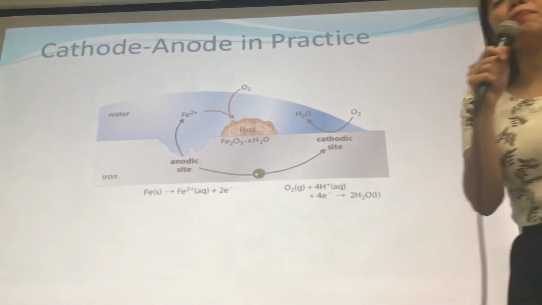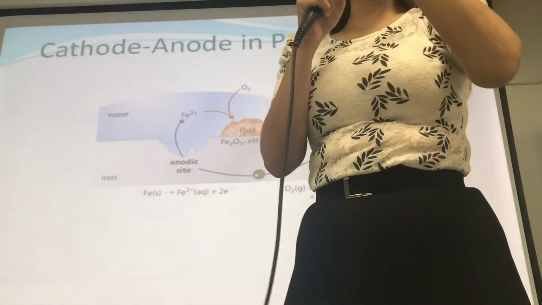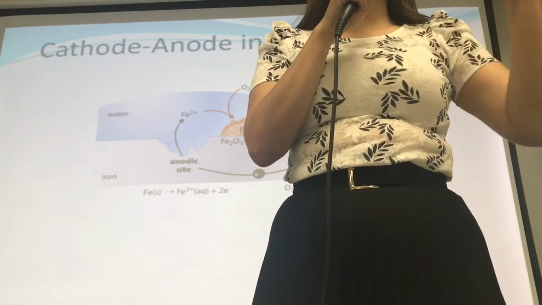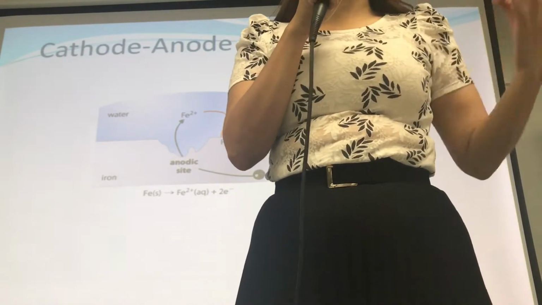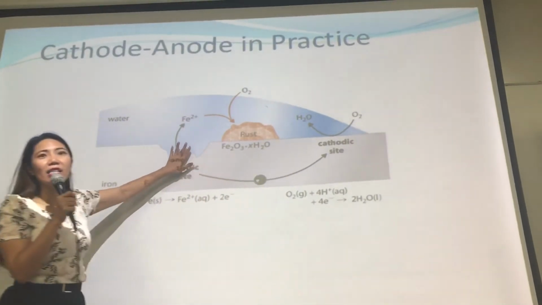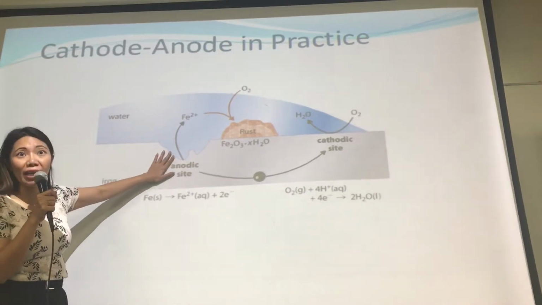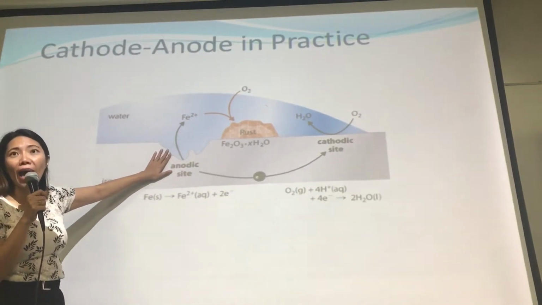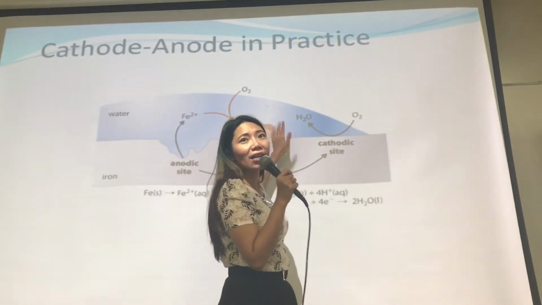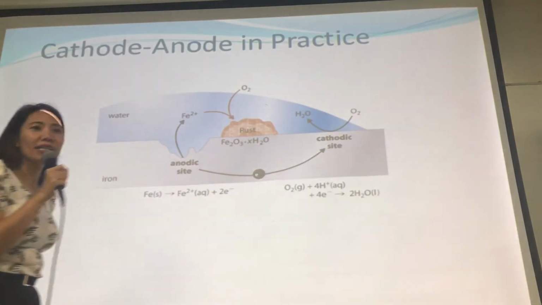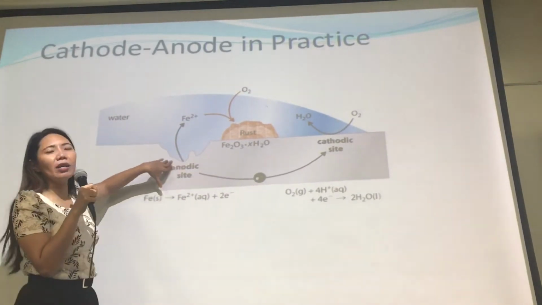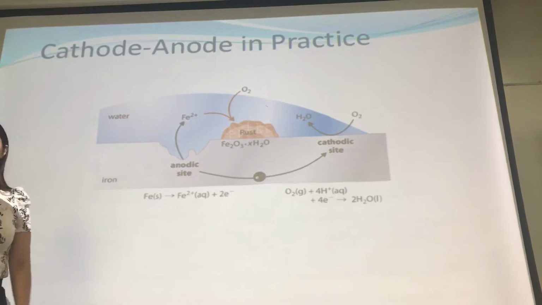See that? On one piece of metal, one location can be accepting electrons while another location can be giving out electrons. In this case, this part can give out electrons, so we call it the anode. And this certain part accepts electrons. We call it the cathode.